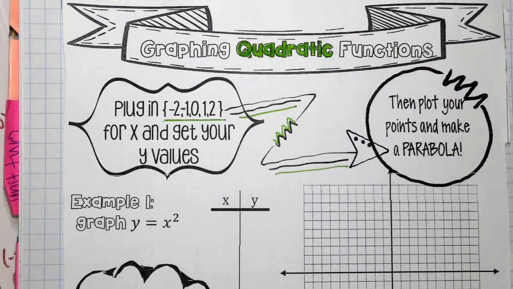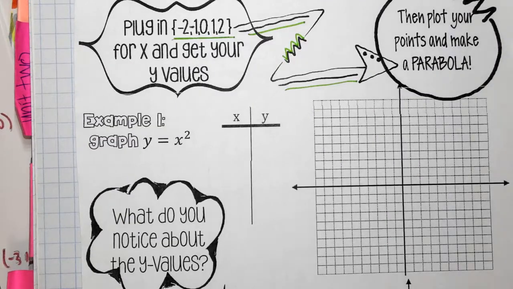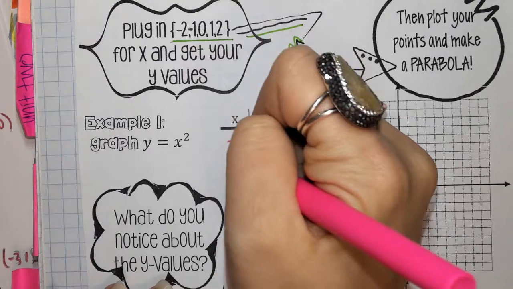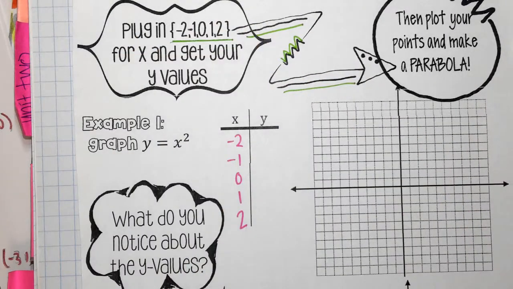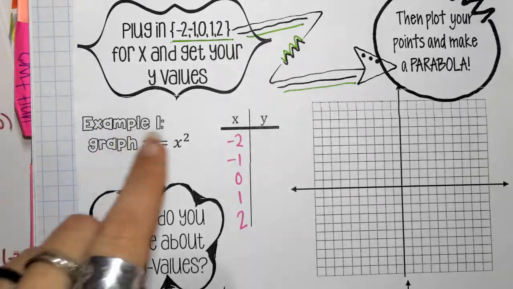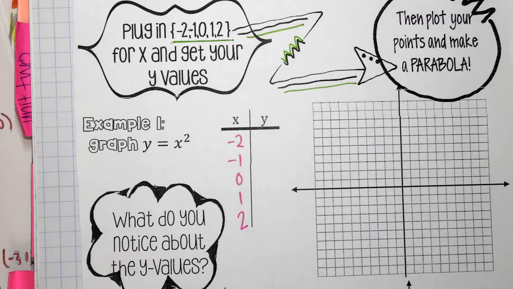Are we ready? Okay, so let's do our first one together. What you're going to do every time is you're going to plug in -2, -1, 0, 1, and 2. And remember, we've done t-tables before when we graph a linear function. This is not linear. It's going to make a curve, and you're just going to plug in the things for x. Isn't it magic?